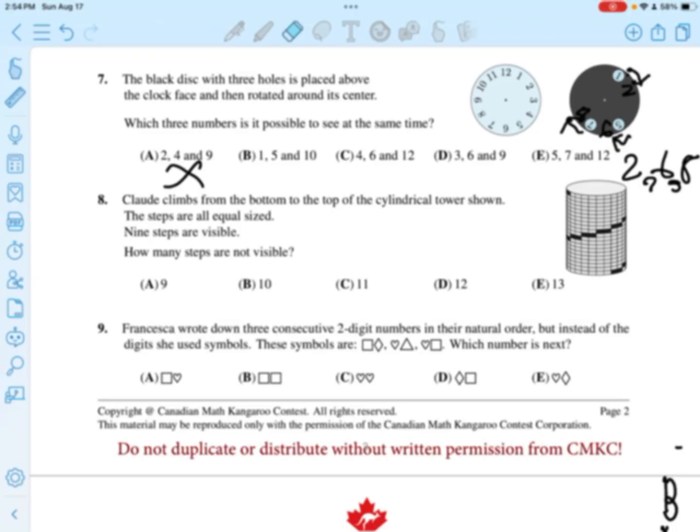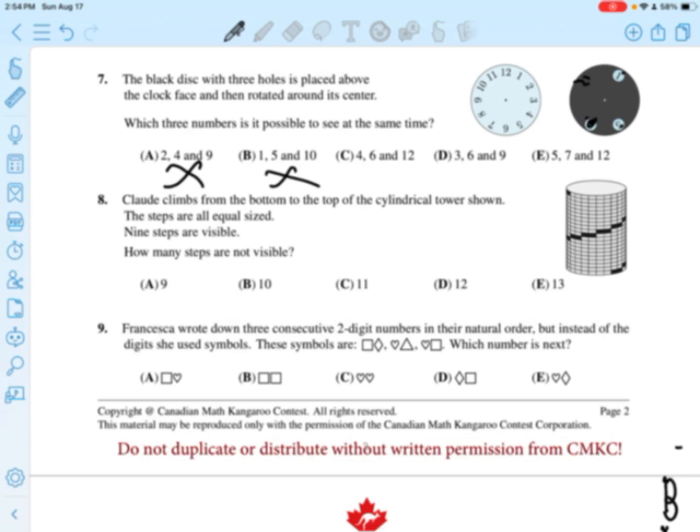So now, let's just erase this. In B, this is pretty easy, really straightforward, because if 1's here, 5's here, and 7's here, and 10's supposed to be somewhere else, it means this is not the answer.